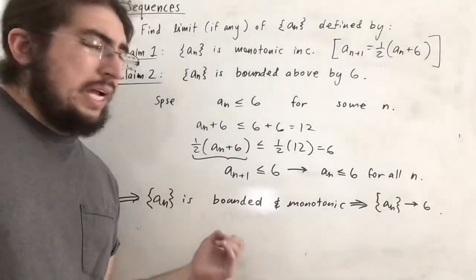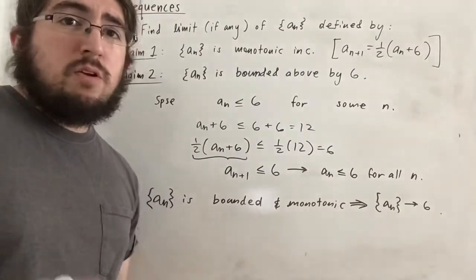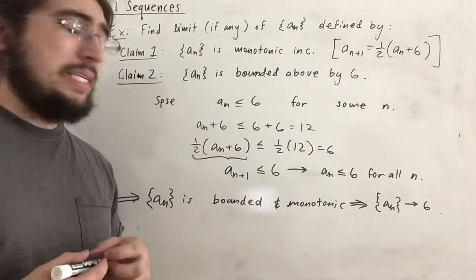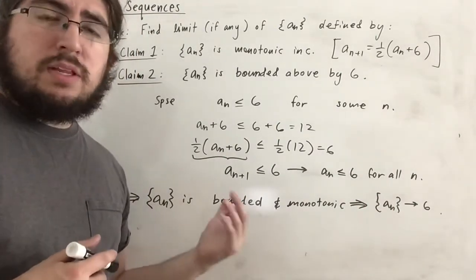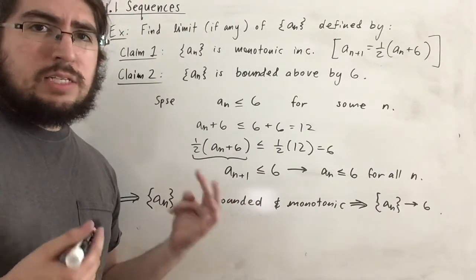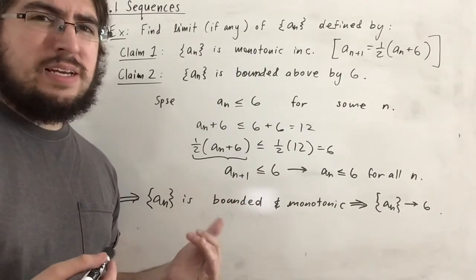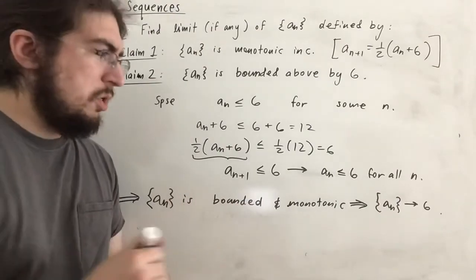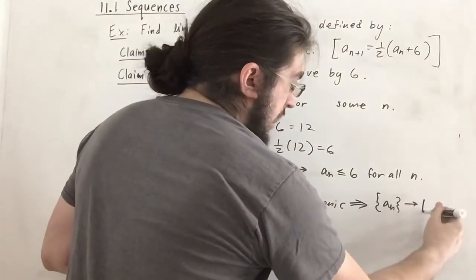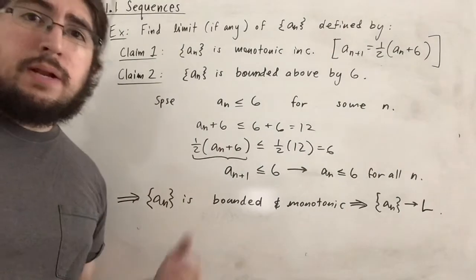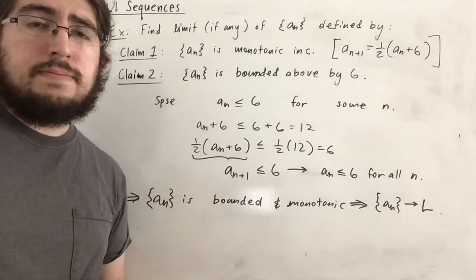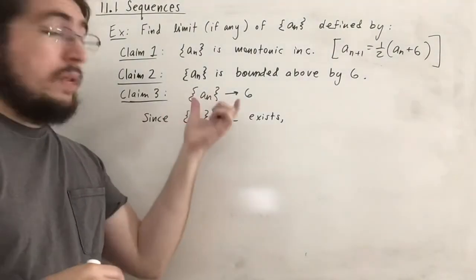Now the funny thing is we actually haven't shown that it approaches 6, we've only shown that a limit exists. If you want to actually show that the limit is 6, there's not too bad of a way of doing that using limit laws. And you know what? It's not going to take too long, so I'll show that right now. So let's just say it approaches L. Let me clean this up and I'll show that L must be equal to 6. All right, so now we have a third claim here, that the limit is actually 6.